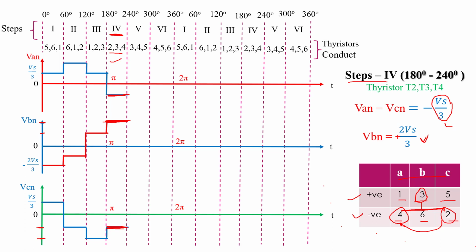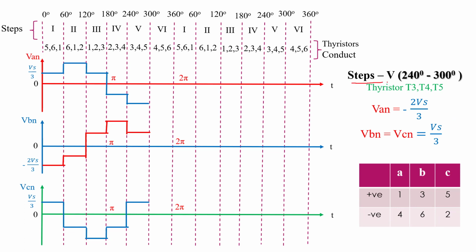Okay. Now using this simplified method, I will again solve step 5. For step 5, we calculate the phase voltage using this shortcut method. The 5th step is from 240 degrees to 300. In this step, three thyristors conduct: T3, T4, T5. So first we mark T3, T4 and T5. Here we see T3 and T5 both are in parallel. So when two thyristors are in parallel, the voltage across these two phases is Vs by 3.